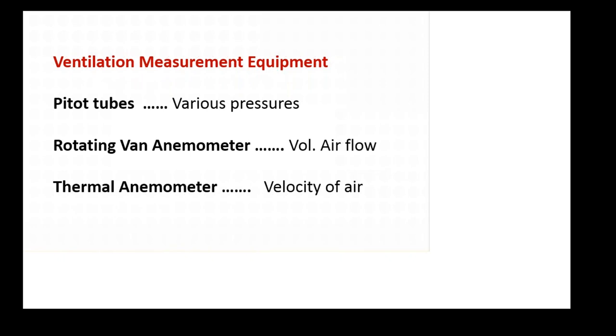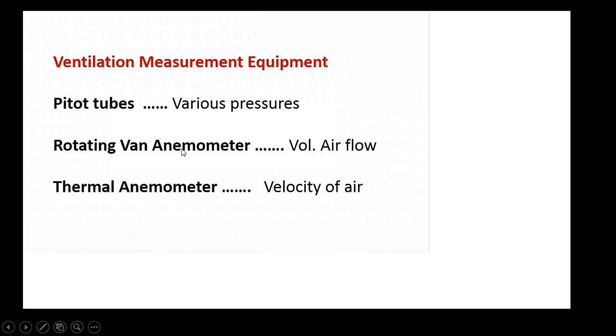Ventilation measurement equipment. When we are going to design a ventilation system, the basic things which we have to measure are static pressure, velocity pressure, and flow rate. We must be able to measure these parameters. With which equipment can we measure them? For example, the Pitot tube. This is a simple tube. We can measure static pressure and dynamic pressure with it. The only difference is that to measure dynamic pressure, we keep it parallel to the velocity, and to measure static pressure, we keep it perpendicular to the surface of the wall.